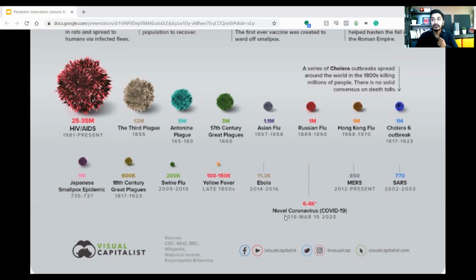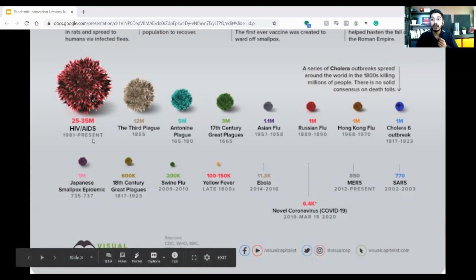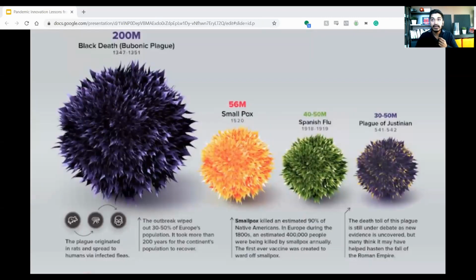As you can see, based on history, there have been a lot of other plagues. If you look even further, there is the Black Death, smallpox, and Spanish flu, where millions of people have passed away. It's not to say one person's life is more important than the other. It's to understand that there have been other plagues and pandemics before that impacted us as a society.